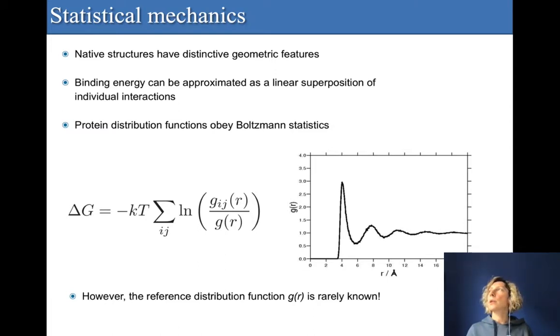Also, an assumption made here is that binding energy can be approximated as a linear superposition of individual interactions. And there is a big assumption that the protein distribution functions obey Boltzmann statistics. So there is a general form, let's say, where the high energy conformation, which is unfavorable, will be much less probable than the low energy conformations. The problem with this is that the reference distribution function g_R is rarely known.